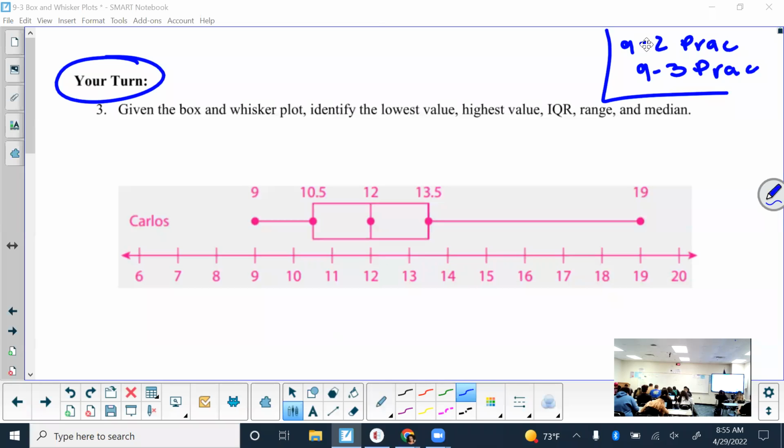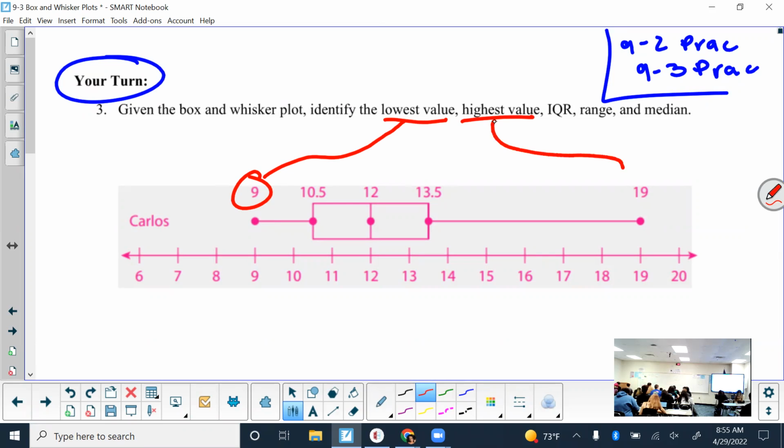So, given the box and whisker plot, identify the following. Let's start with the lowest value. What's the lowest value on this data? 9. And again, this one was nice and labeled the data points for you. Otherwise, just read the number line. All right, but good. Lowest value is 9. What is the highest value? 19. Good. So not the 20, the 19. Don't look at the number line, look at your box plot.